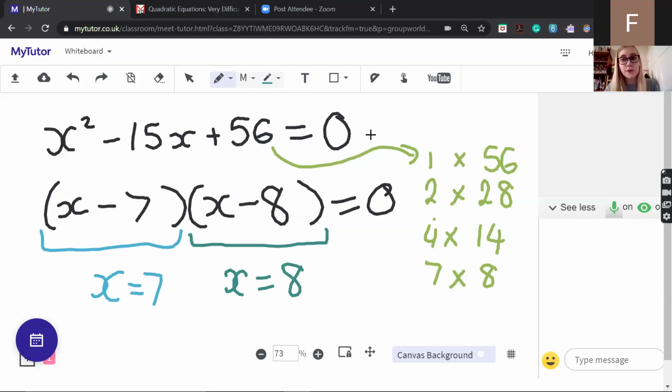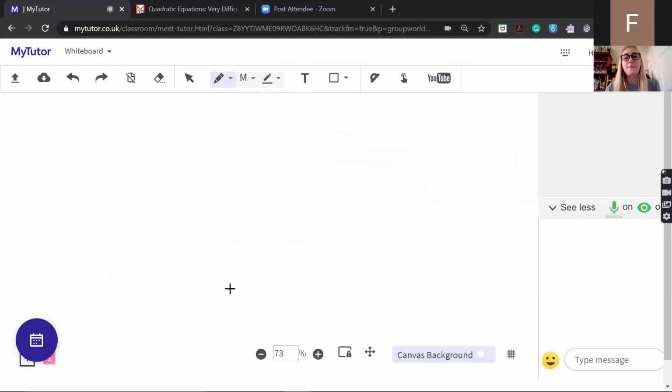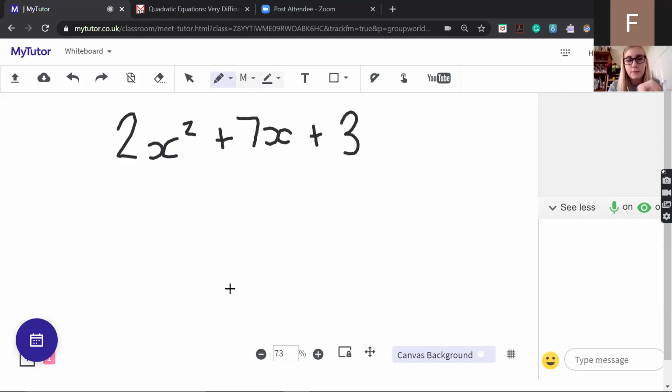So now we're going to go on to some ones with greater coefficients. These ones can be a bit trickier, but it's the same process, just a bit more trial and error, a bit more thinking with it as well. So let's have a go at one that looks like this. 2x squared plus 7x plus 3.